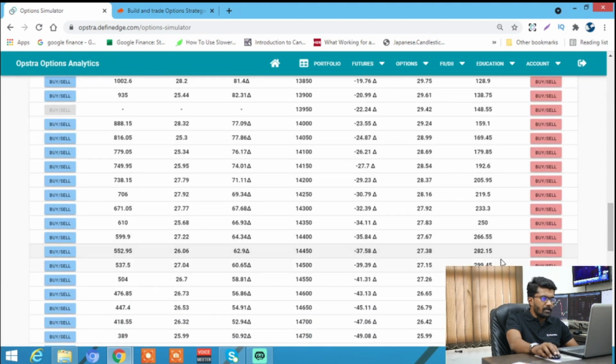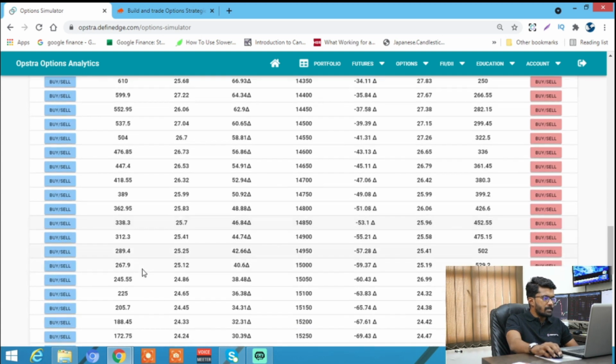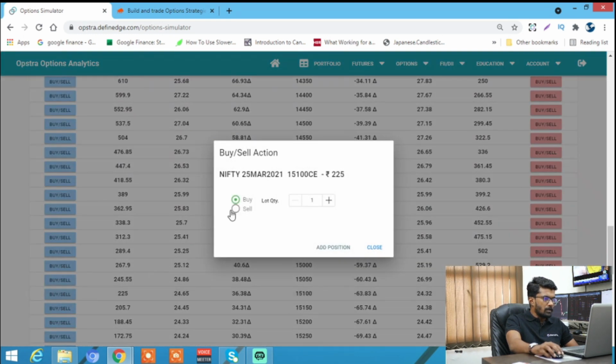We will construct a ratio spread. So again, what I have done is I have bought the 14,700 call and put on March expiry. I have bought the call for 418 and the put for 380 rupees. Once I do this, what I am going to do next is sell out of the money calls. Maybe I will sell the 15,100 call, this time 2 lots. I have bought 1 lot of call, and I am going to sell out of the money calls, 2 lots.